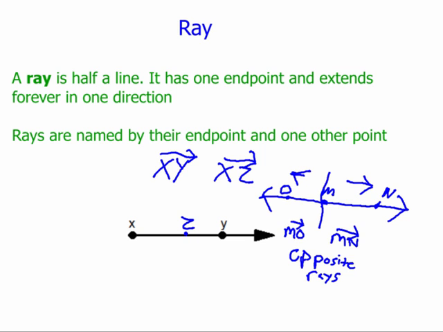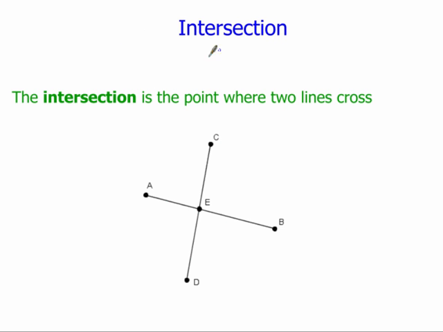Next up, we have the intersection. So the intersection is just the point where two lines cross. So here I have two segments. I have segment CD, and I have segment AB. All right, and we notice that these two lines cross each other at this point here, point E. So point E is the intersection of those two lines.